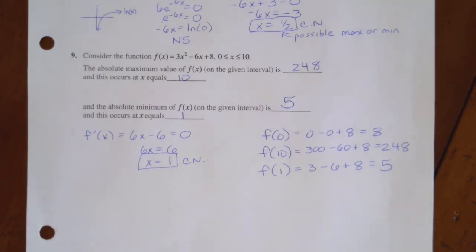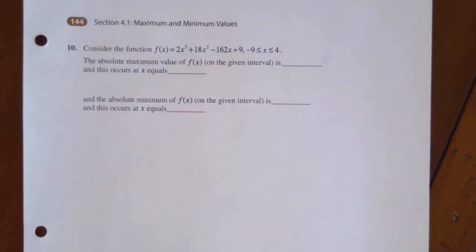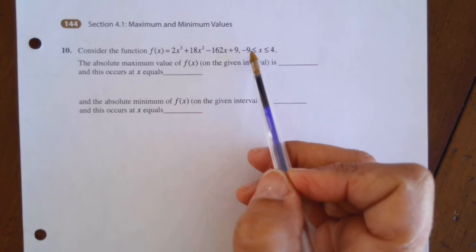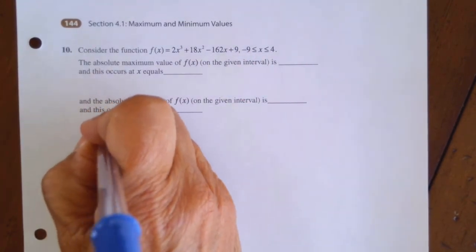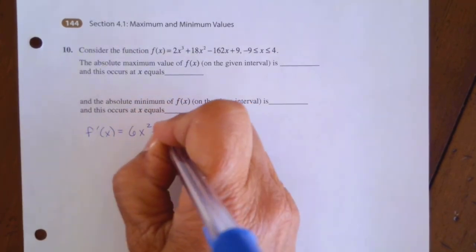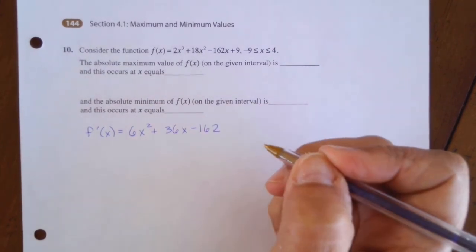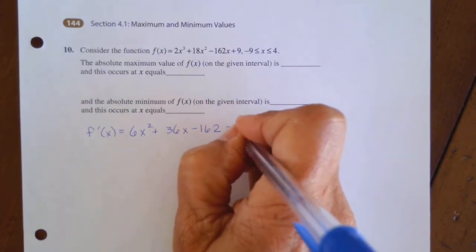All right, so we're going to do the same thing with number 10. Okay. So we're going to consider this function and look at our interval between negative 9 and 4. So we also have to test these points as well. So first thing, find your critical numbers. So find the derivative. So that's 6x squared plus 36x minus 162. Right, there's your derivative.